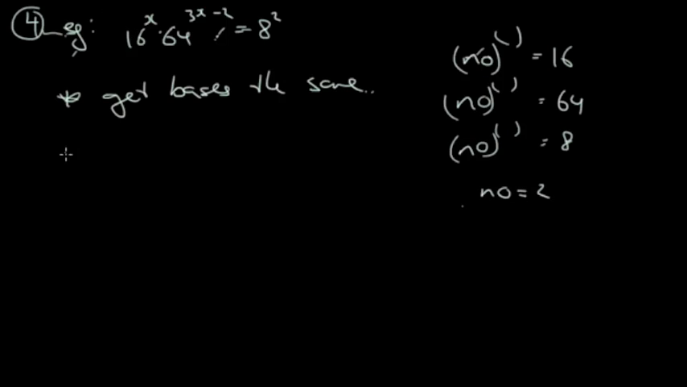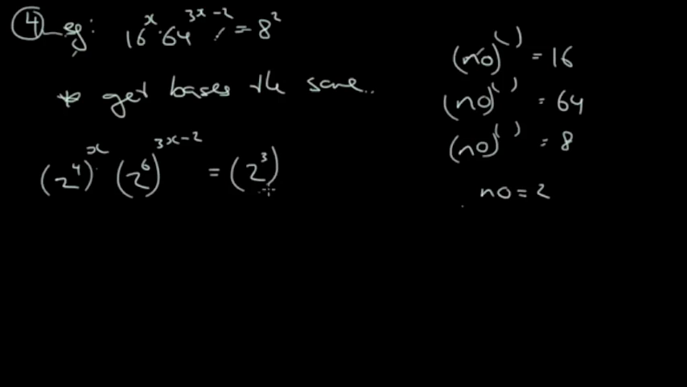So 16 is 2 to the power of 4. We've replaced the 16 with 2 to the power of 4. We can replace 64 with 2 to the power of 6, and we've still got this 3x minus 2. And then 8 is replaced by 2 to the power of 3, and we've still got it squared there. So we've replaced 16 with 2 to the power of 4, 64 with 2 to the power of 6, and 8 with 2 to the power of 3.